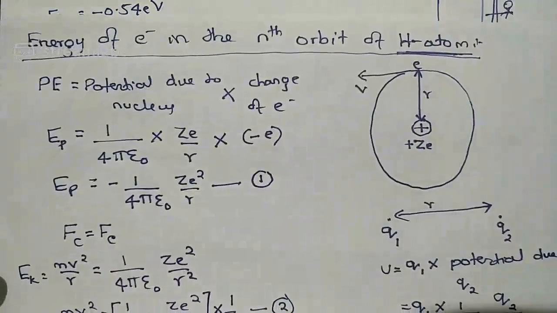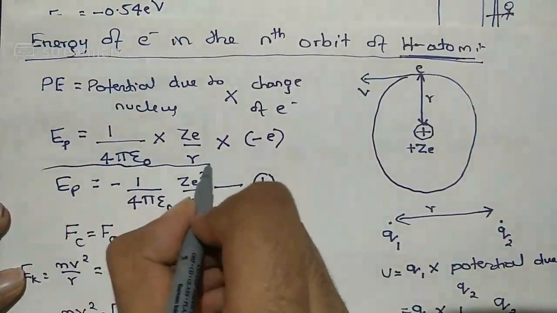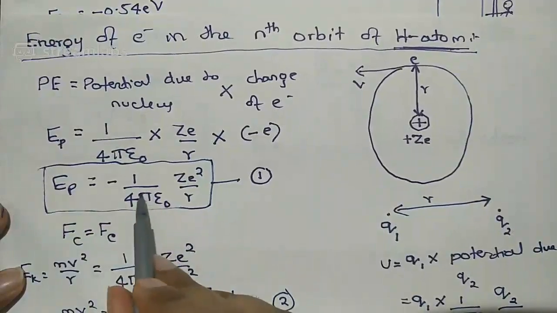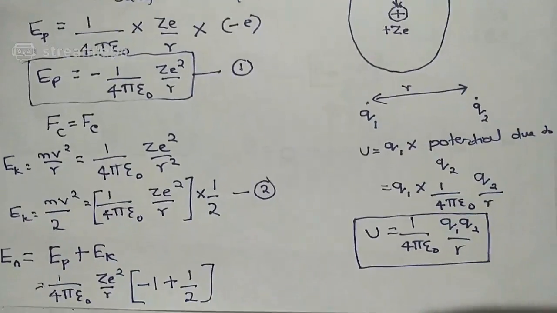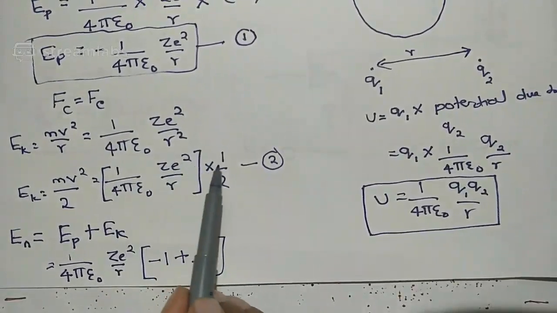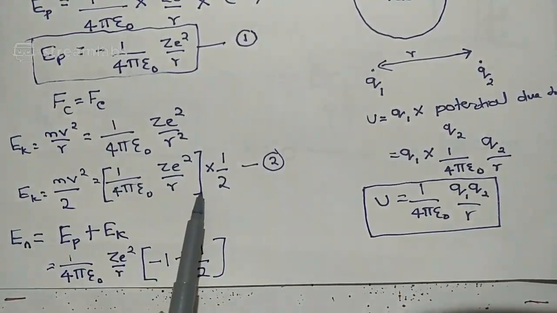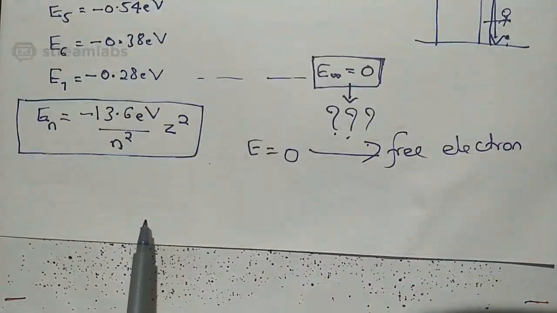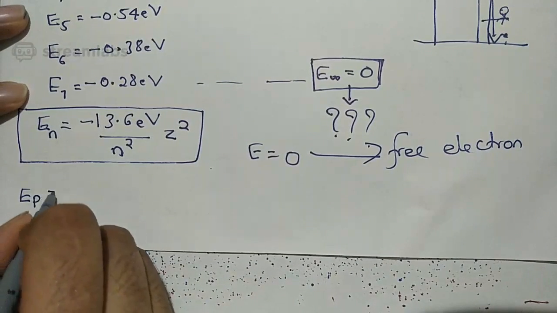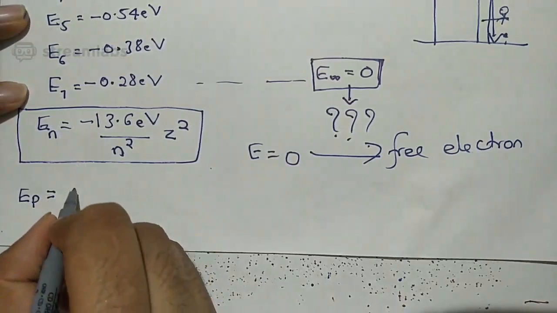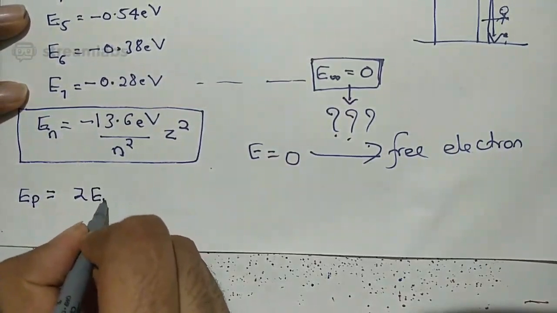So, expression for potential energy, what is that? Minus 1 by 4 pi epsilon naught Z e square by R. Expression for kinetic energy, what is that? Half into 1 by 4 pi epsilon naught Z e square by R. So what can you write from these two? Potential energy is 2 times kinetic energy.